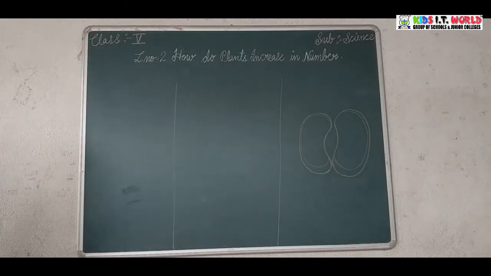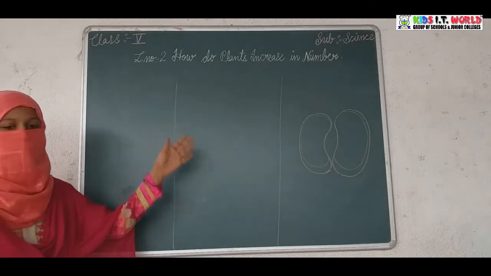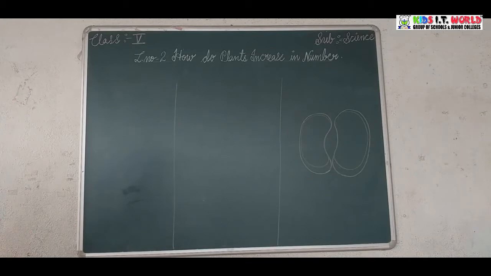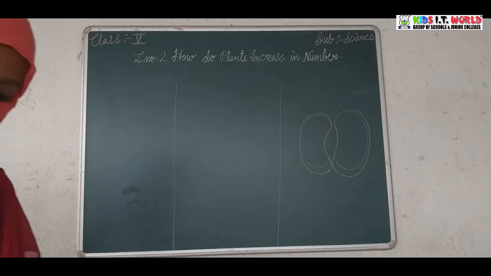Let's start lesson number 2, how do plants increase in number. In this we will study new plants from seeds, germination of a seed, seed dispersal, new plants from stems, leaves and roots. Next is how do non-flowering plants produce new plants. And the last point is crops. Let's see what is in this chapter.